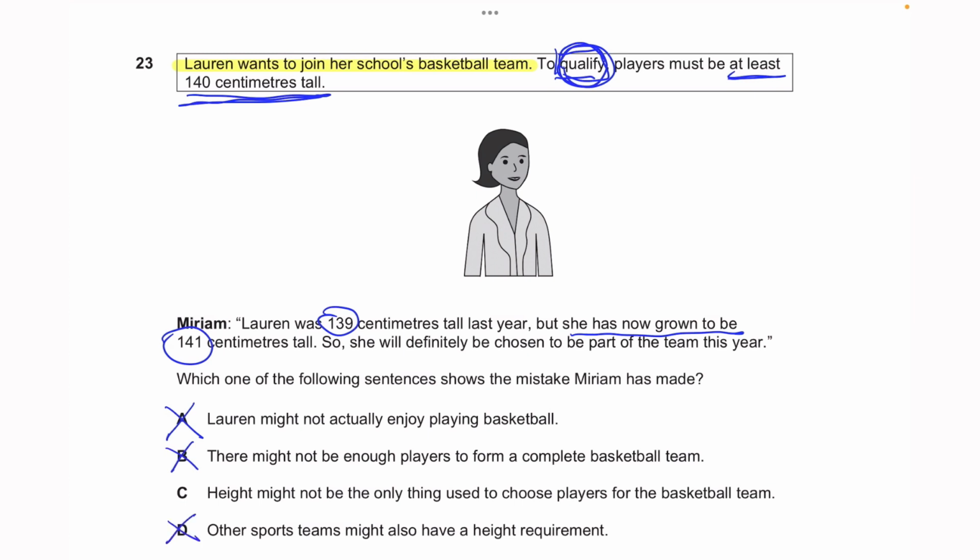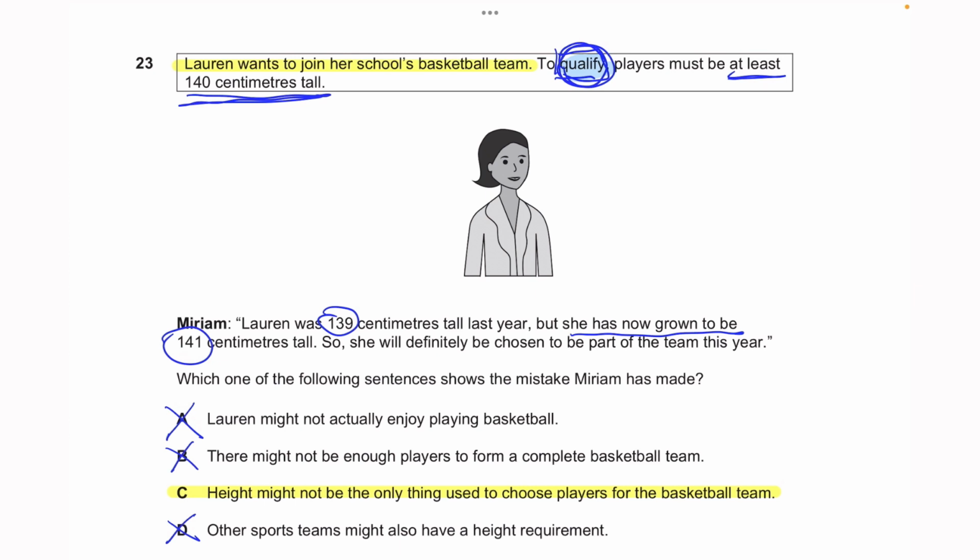So D is incorrect, and so we're left with our only option to be C, and it is based on what Miriam's trying to say. There's a mistake in there. Height might not be the only thing used to choose players for the basketball team. Remember, the key word here was to qualify. So to qualify, to even try out, that's one of the requirements, but there could be other requirements that haven't been mentioned yet. So that's why I answered question 23 is C.